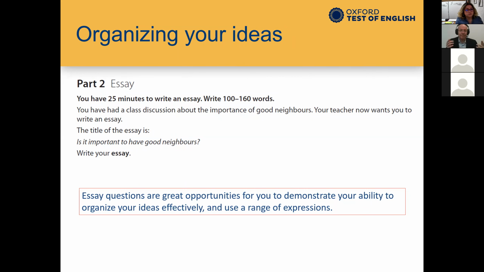Write your essay. Now, the essay question is a great opportunity for you to demonstrate how good you are at writing, to organize your ideas effectively and use a variety of expressions. Okay? So, and this is what you must think. You must think in the writing module that this is not an exam, it's an opportunity. It's your opportunity to show how good your English is.